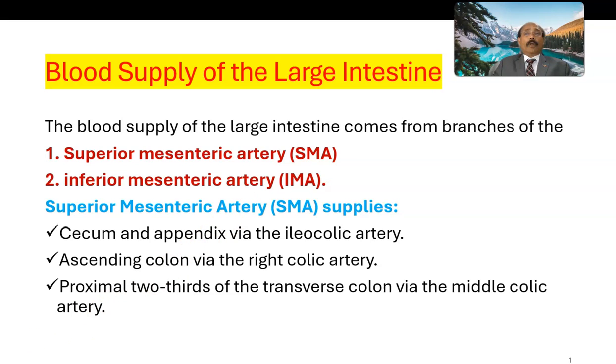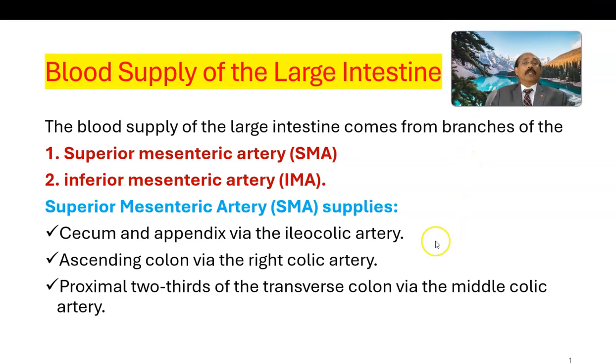Today I'll discuss the blood supply of the large intestine. The blood supply of the large intestine comes mostly from the branches of the superior mesenteric artery and inferior mesenteric artery. These two are ventral branches of the abdominal aorta.